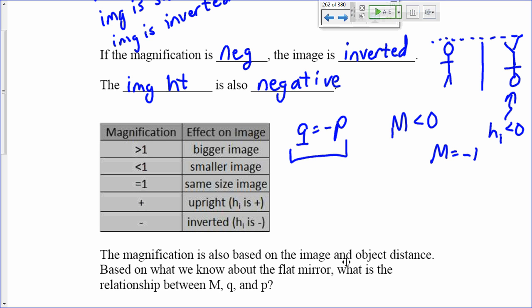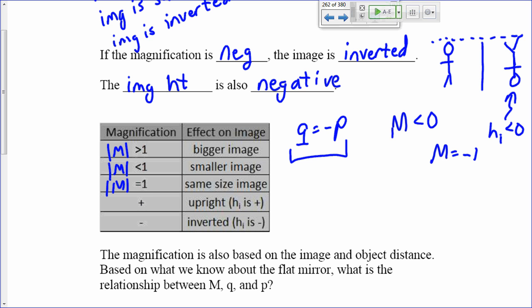Here's just a little summary of all that. This is the magnification. If the absolute value of the magnification is greater than 1, it's a bigger image. If the absolute value of the magnification is less than 1, it's a smaller image. That means that it's between 1 and -1, right? It's 0.5, it's -0.5, whatever. If the magnification is equal to 1, it's going to be the same size image. If the magnification is positive, it's upright. If it's negative, it's inverted.